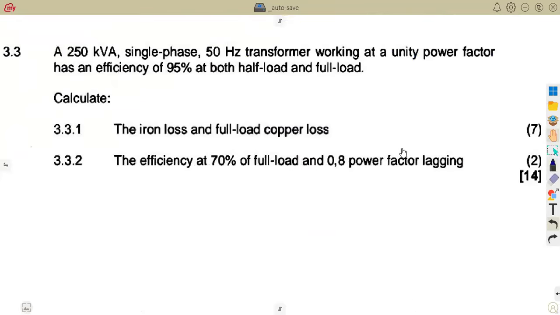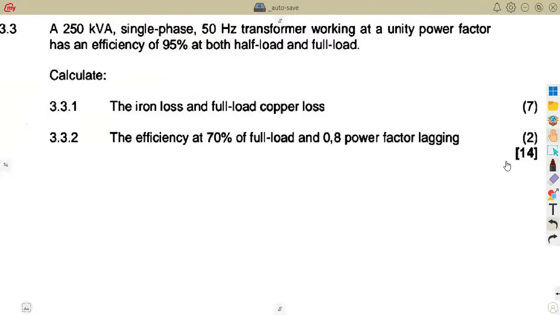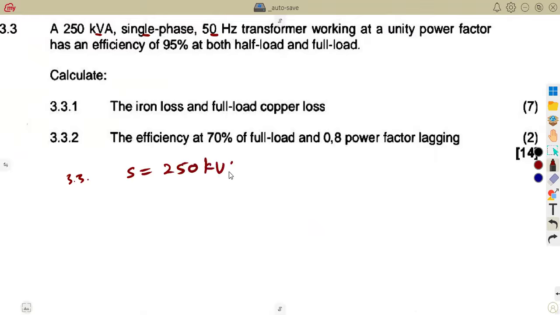Then on question 3.3, for 7 marks, what is it that you are given here? They are saying it's a 250 kVA single phase transformer, 50 hertz. So we are given S equals 250 kVA working at a unity power factor. At a unity power factor, that means our cos phi is going to be 1. Here's an efficiency of 95%, but it does not end there.